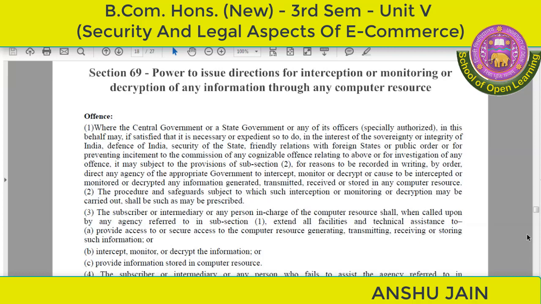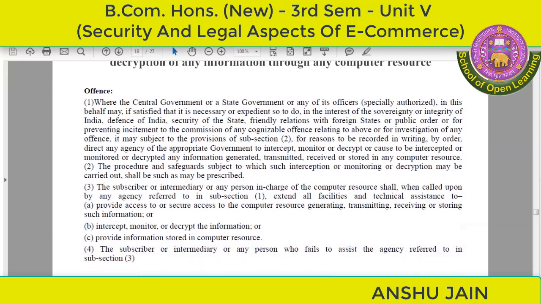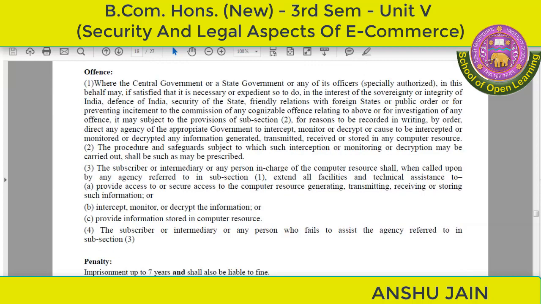Now, the person or intermediary or any person who fails to assist the agency in doing all this work, if he fails to intercept, monitor, decrypt the information, if he fails to provide information which has been stored in the computer resource, if he fails in providing the technical assistance to everyone who's involved, and if he fails to give the secured access to the computer resources so that any kind of data or information can be generated, transmitted or shared, or it can be stored, then in case he fails to do all these things or one of these things, then the offense will be there and imprisonment up to 7 years along with a fine will be levied as the penalty.